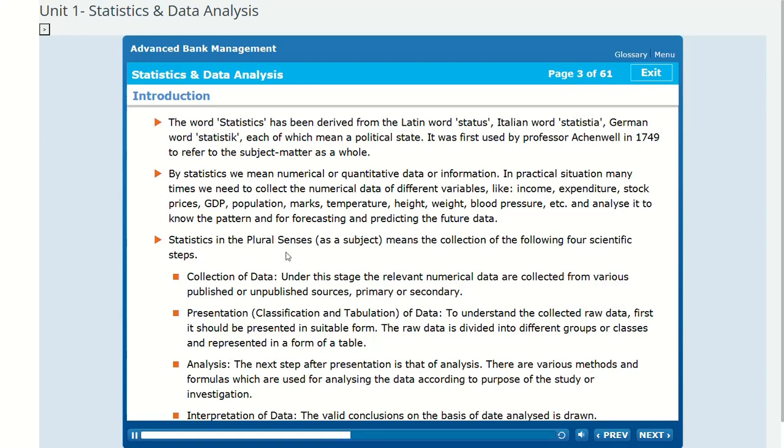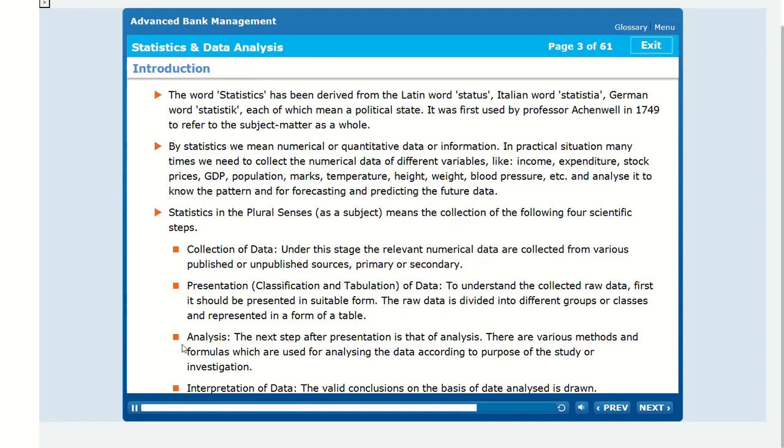Statistics in the plural sense means the collection of the following 4 scientific steps. Collection of data. Under this stage the relevant numerical data are collected from various published or unpublished sources, primary or secondary. Presentation of data. To understand the collected raw data, first it should be presented in suitable form. The raw data is divided into different groups or classes and represented in the form of a table.